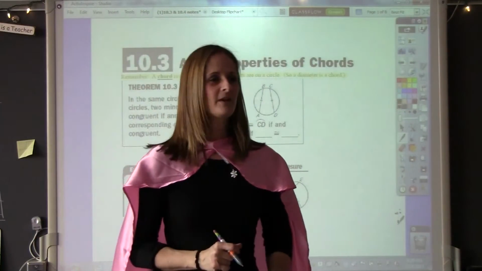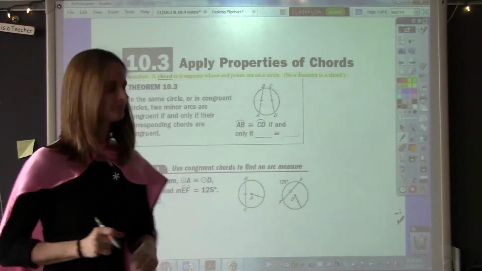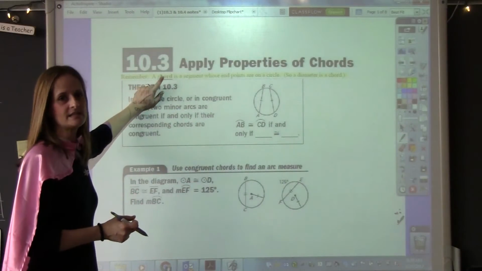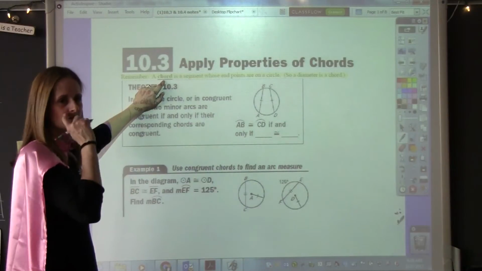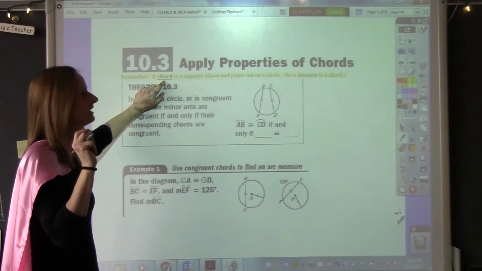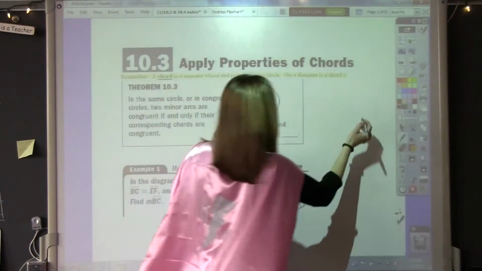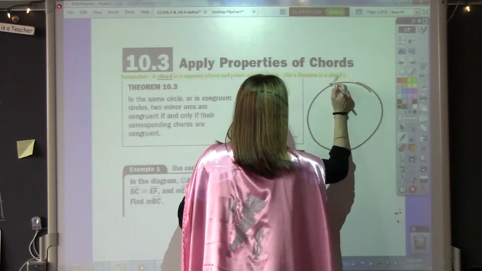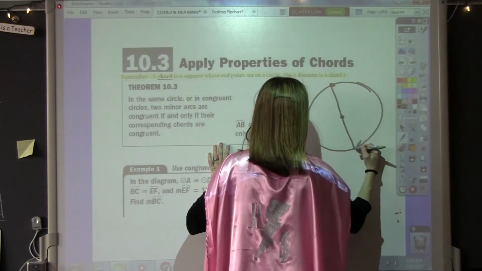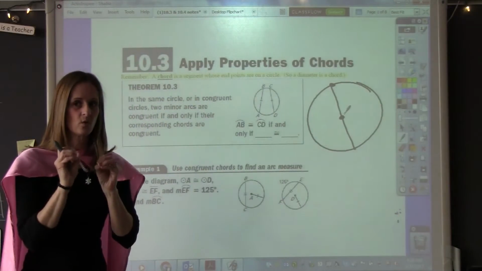Okay, so today we're going to move on in the circles chapter. First we're going to apply properties of chords. All right, so let's review. A chord is a segment whose endpoints are on the circle. A diameter is a chord. So here's the center. I draw a line segment and I have it go through the center. That's an example of a chord, a special kind of chord. We call it a diameter.